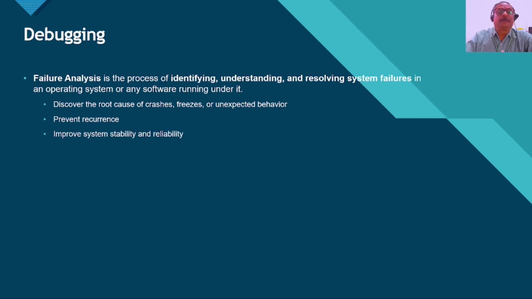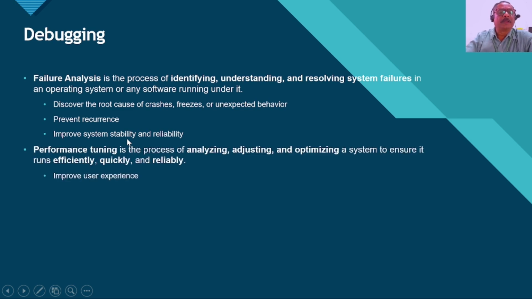Because of that we have improved system stability, and the system is more reliable. So due to failure analysis we can understand the root causes of crashes, and then we can prevent them from recurring, and by doing so we can improve the system stability and reliability. Then we have another process called performance tuning.